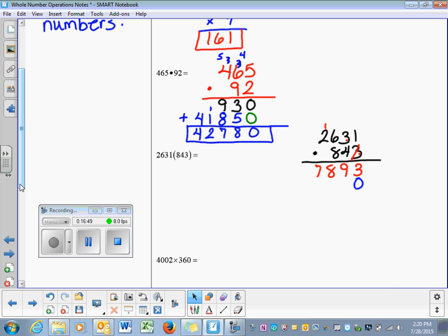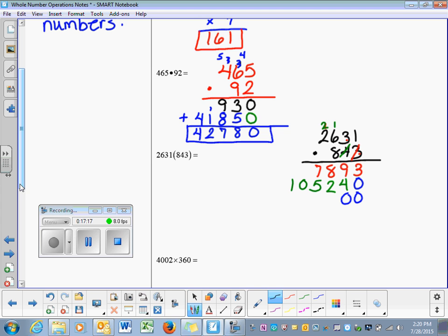4 times 1 is 4. 4 times 3 is 12. Put down the 2, carry the 1. 4 times 6 is 24, plus 1 is 25. Put down the 5, carry the 2. 4 times 2 is 8, plus 2 is 10. And I'm done with that one. This time I need 2 placeholders.